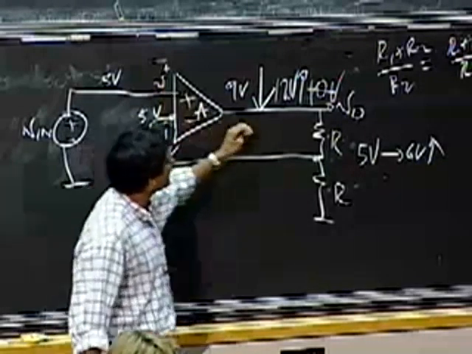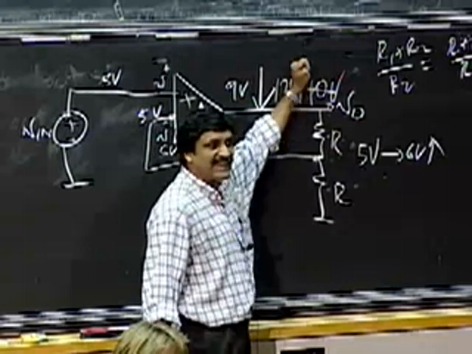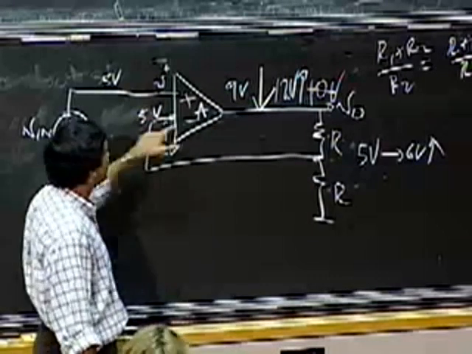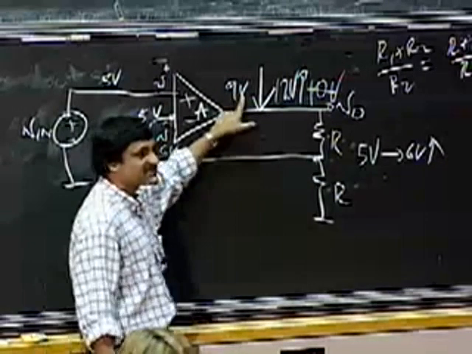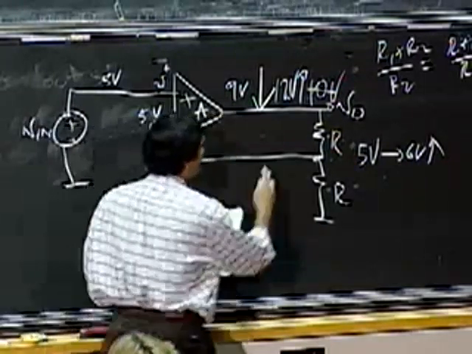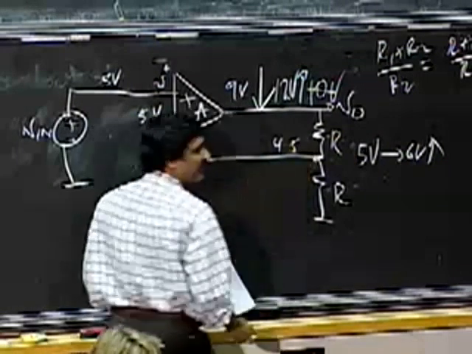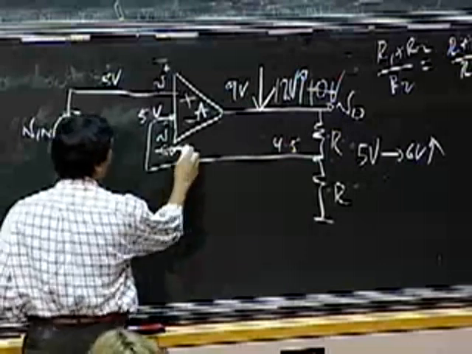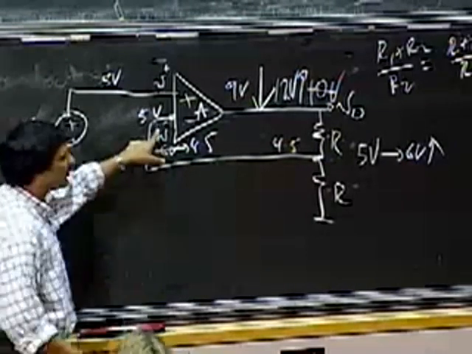A has gone up, it's trying to boost it up to 12. But the moment that goes to 12, this goes to 6, this goes to 6, and the op-amp output tries to go down to 9 volts now because this input is higher here. If this goes to 9, this goes to 4.5. If that goes to 4.5, this goes to 4.5.